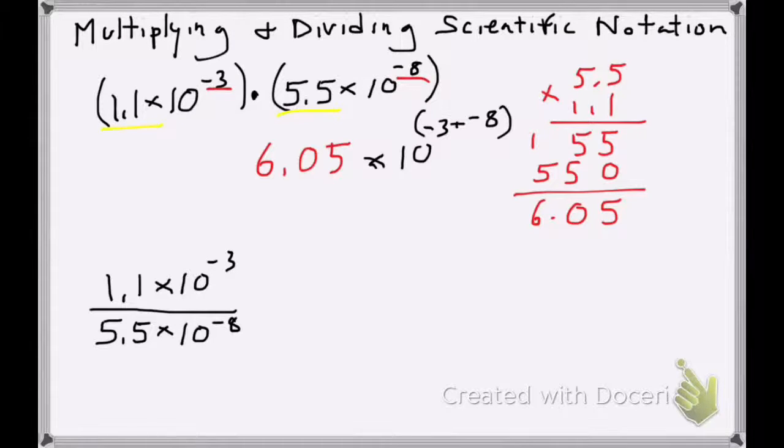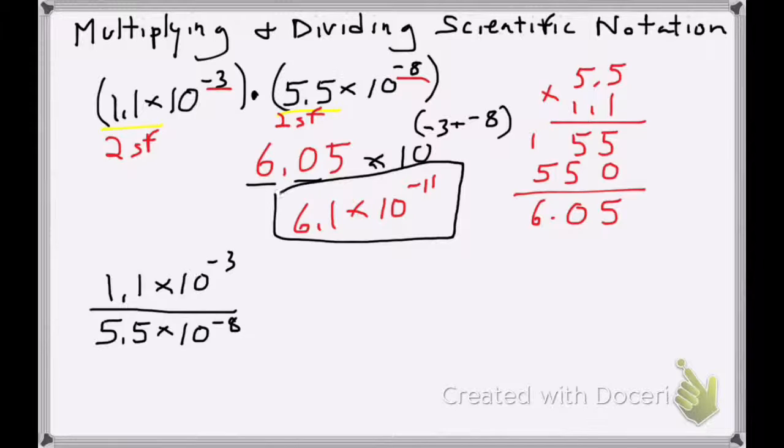Unlike addition and subtraction, where they focus on least precise place value, multiplication and division deal with significant figures. So if we write 2 sig figs here and 2 sig figs here, the final answer has to have two significant figures. Therefore, the final answer must be 6.1 times 10 to the -11. There's your final answer.